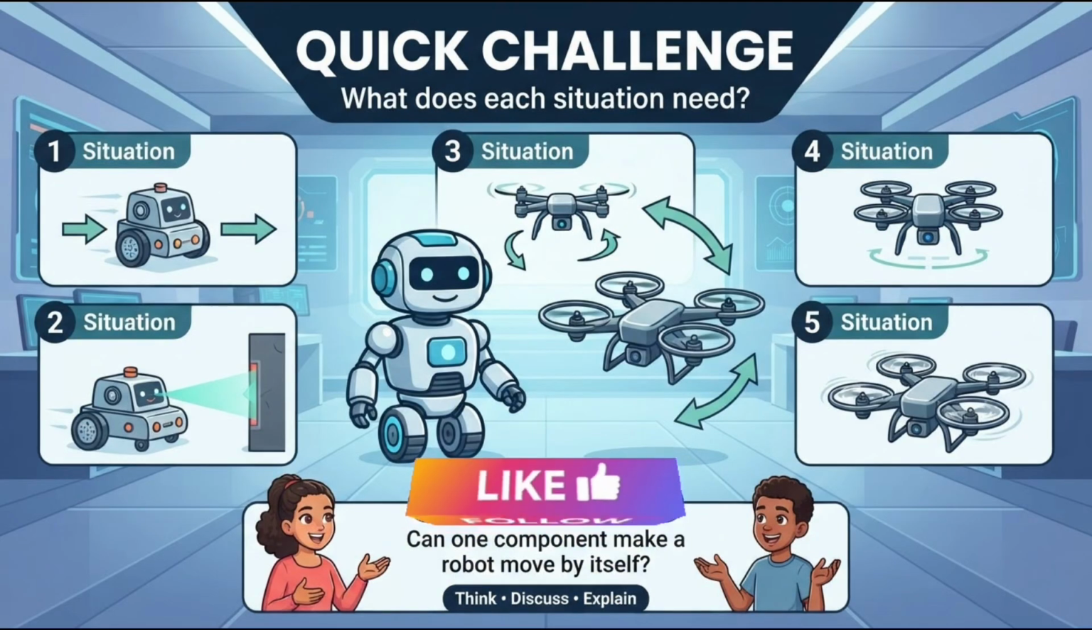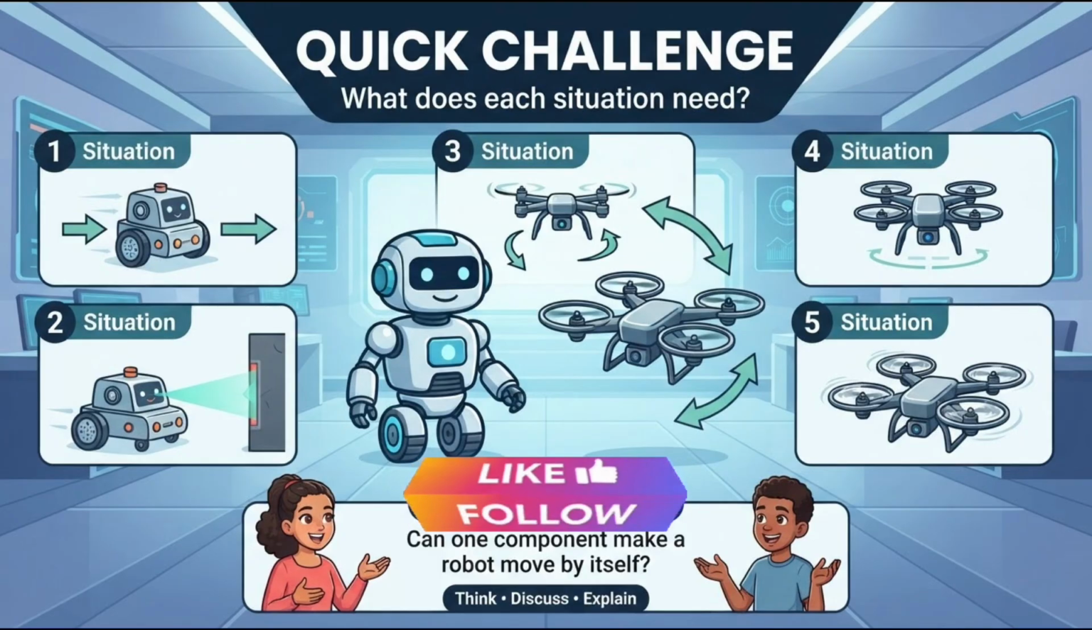Quick challenge. Look at each situation and think about what the robot or drone might need. Situation 1. A robot moves forward. What component or components might help? Situation 2. A robot detects an obstacle. What does it need to detect that obstacle? Situation 3. A drone changes direction. What might control that movement?